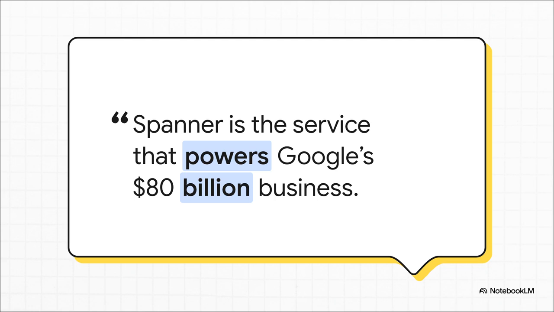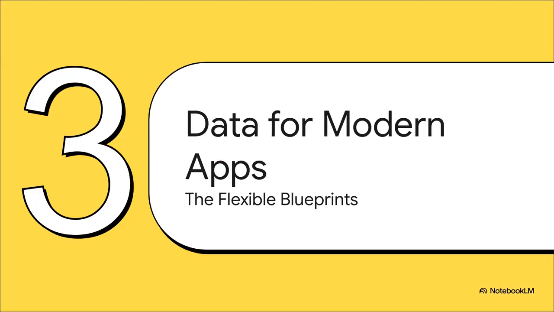And if you're wondering just how powerful Spanner really is, well, check this out. It is the exact same service that powers Google's own multi-billion-dollar business. Yeah. So when you need something that absolutely positively cannot fail and has to work across the entire planet, you're talking about Spanner. Okay, quick recap. We've got our filing cabinet for files, that's cloud storage, and we've got our organized library for structured data, that's Cloud SQL and Spanner.